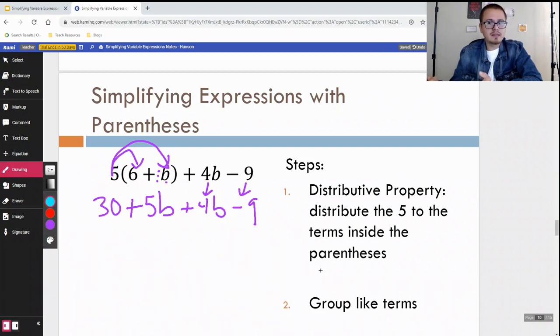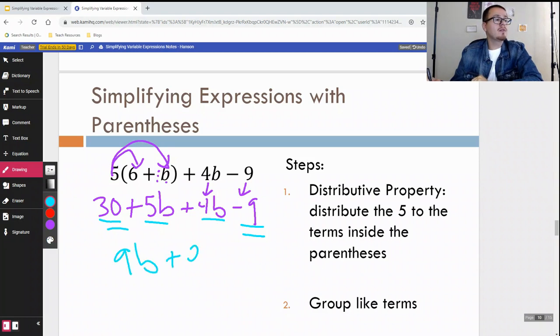Like you've seen this. So you underline your variable terms. 1, 2. You underline your constant terms. 1, 2. Group them. So simplify. Combine like terms. You got your 9b and you got positive 21.